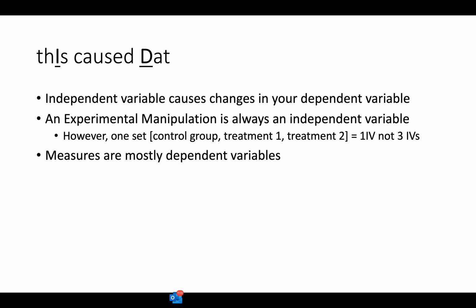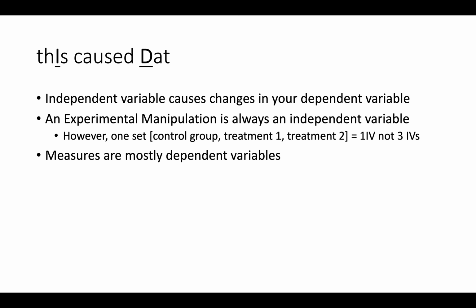And so you just got to remember this. An experimental manipulation is always the independent variable, right? I do have a little note in here. I have a lot of students who get confused and they think something like one independent variable set, like a control group, a treatment group, 2 treatment groups, they think that's 3 independent variables.